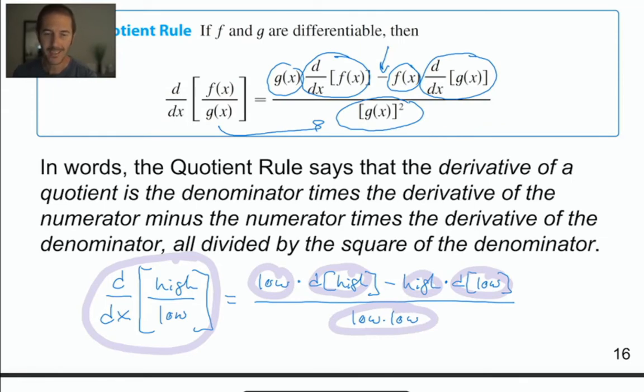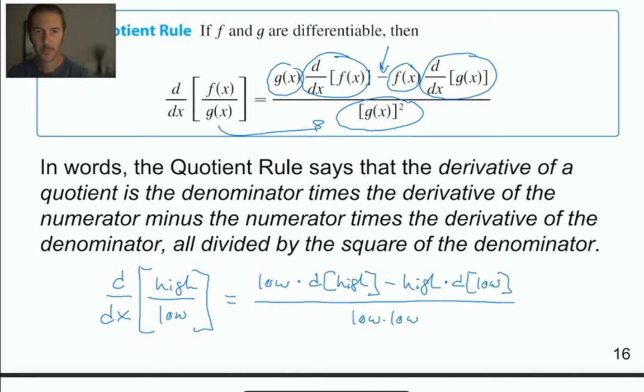And if you say that even faster, it becomes low d high minus high d low, all over low low, which is a little bit more fun to say than this, and I think it's a little bit more memorable also. So if that works for you, use that. If you've heard of a different mnemonic and you'd like to share that with me, that would be great. You could leave it in the comments.